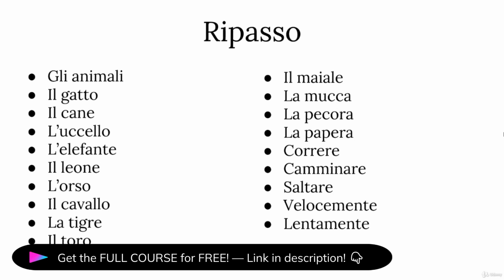As usual, please repeat right after me. Gli animali. Il gatto, il cane, l'uccello, l'elefante, il leone, l'orso, il cavallo, la tigre, il toro, la tartaruga, il maiale, la mucca, la pecora, la papera, correre, camminare, saltare, velocemente, lentamente. Okay, great. Did you remember all of these words?